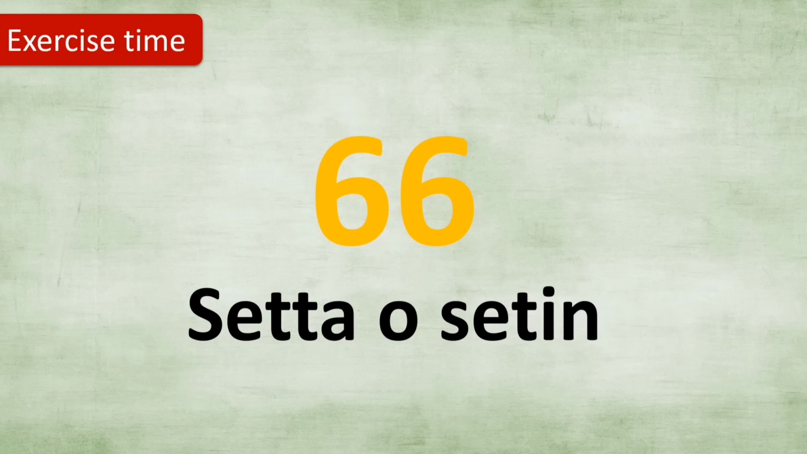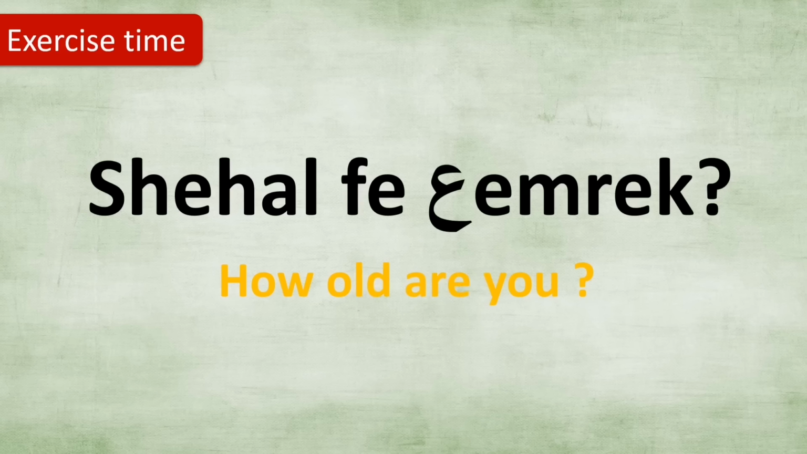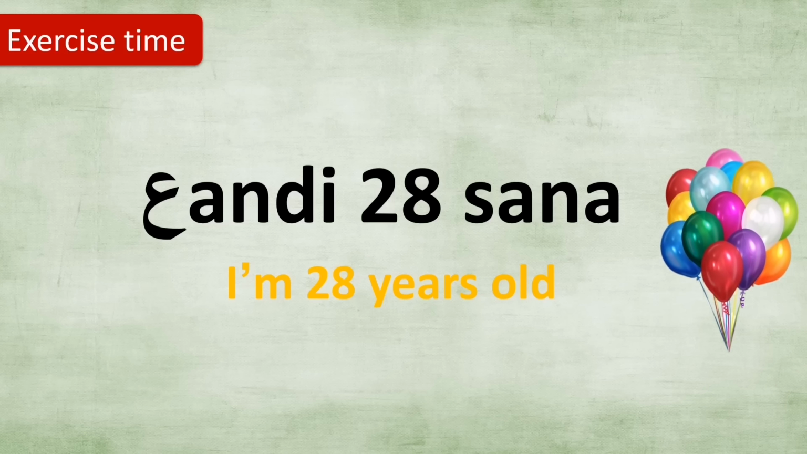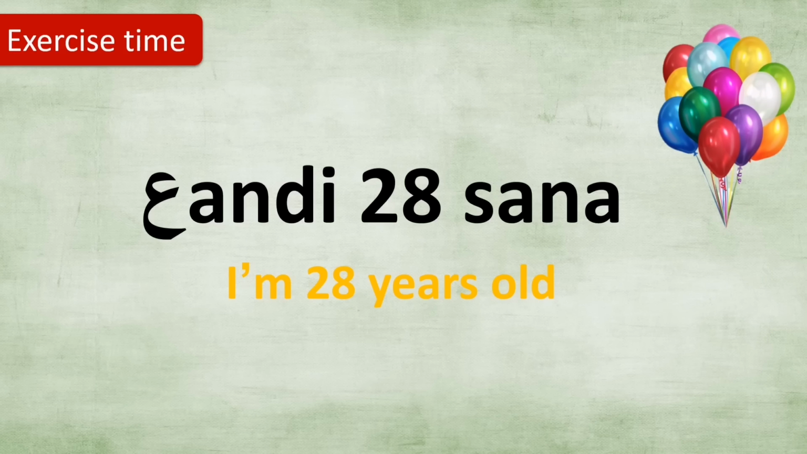I'm gonna give you some very useful examples that you can use in a daily life situation. شحال في عمرك? Let's repeat. شحال في عمرك? How old are you? So the word شحال means how much, and then we have a preposition في. Then we have the word عمرك, which means your age. And the response is عندي 28 سنة. I'm 28 years old. Let's break it down.